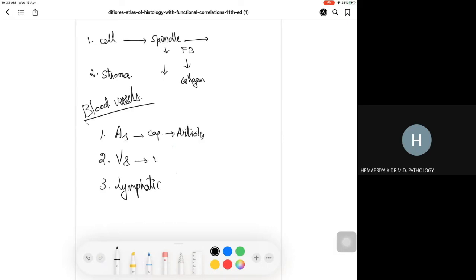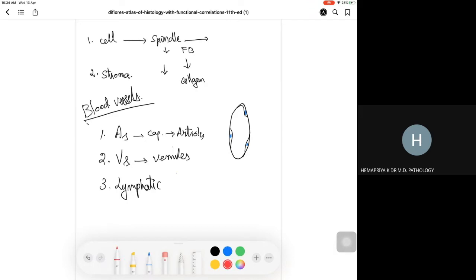Smaller veins we call venules. And there are no smaller lymphatics; all lymphatics are very small, most of them. So how do we differentiate them? For a blood vessel, you have to see a lumen, and the lumen is lined by endothelial cells. I will use black color. These endothelial cells are flat cells. You can't see them continuously. They are fenestrated, and they will have a centrally placed round nucleus. So this is for blood vessels.